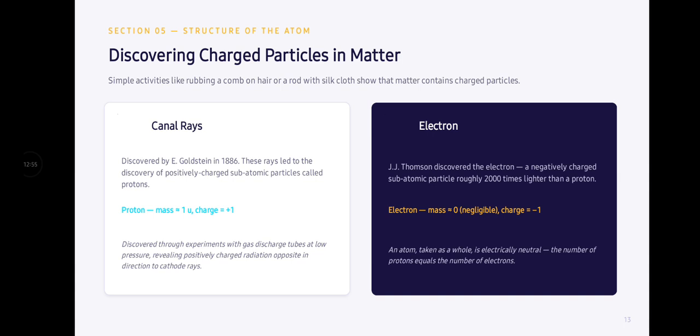Electron: J.J. Thomson discovered the electron, a negatively charged subatomic particle roughly 2000 times lighter than a proton. Electron mass is 0, negligible. Charge is -1. An atom taken as a whole is electrically neutral. The number of protons equals the number of electrons.